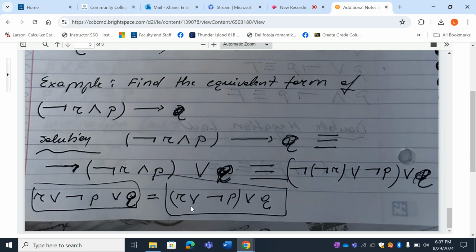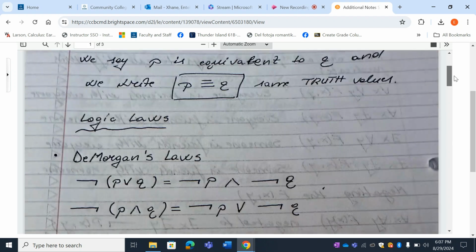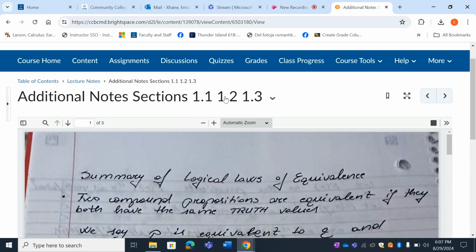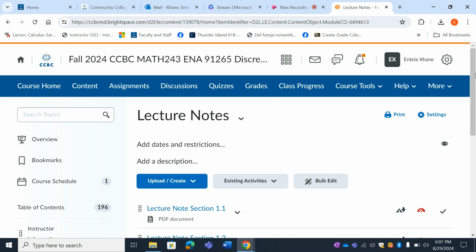Then you can associate R or not P together, and then or Q, keep it as it is at the end, which is pretty much the final step of these additional notes for a couple of things that generated some errors. Now, the other thing I'm going to mention, I'm going to exit out of this video, go back to the lecture notes, and then I'll focus on something different.